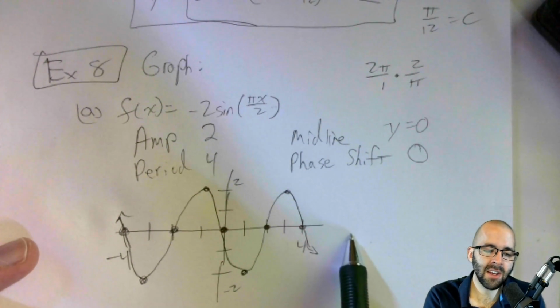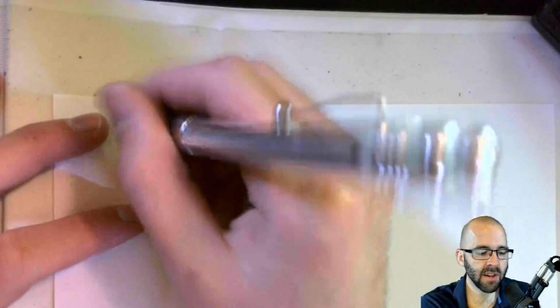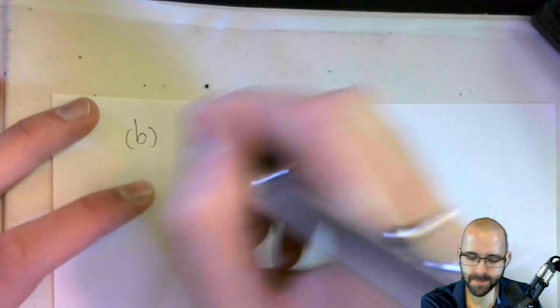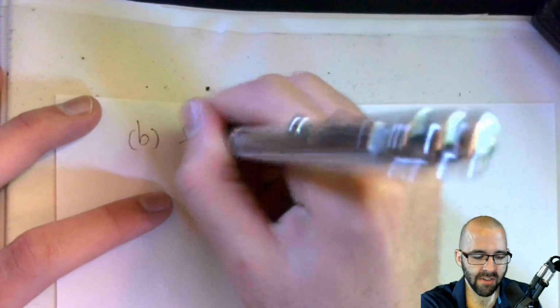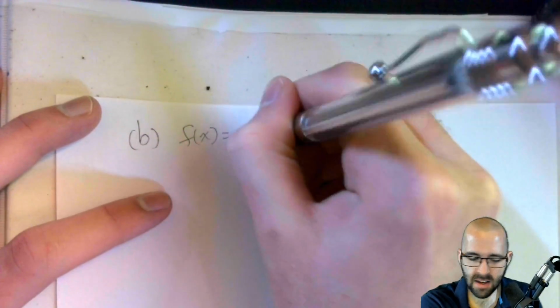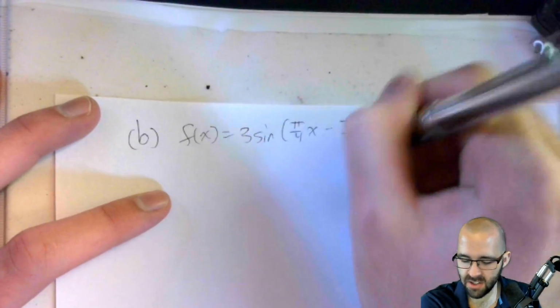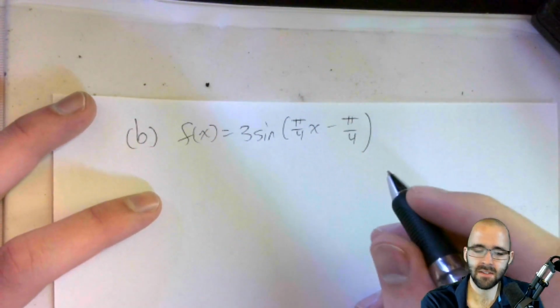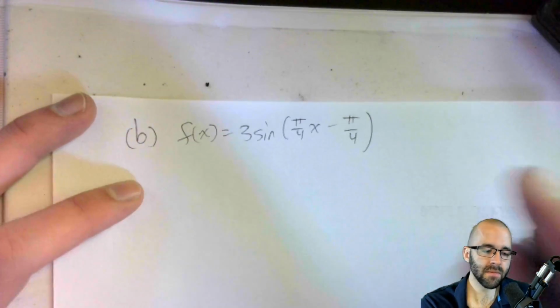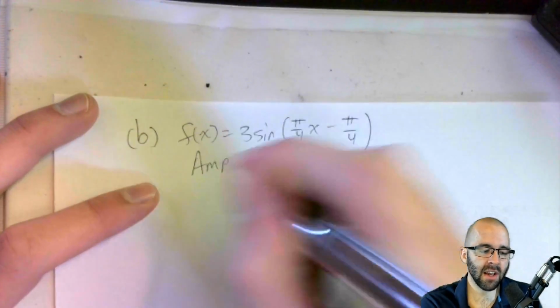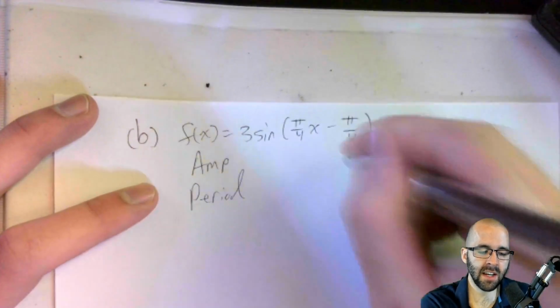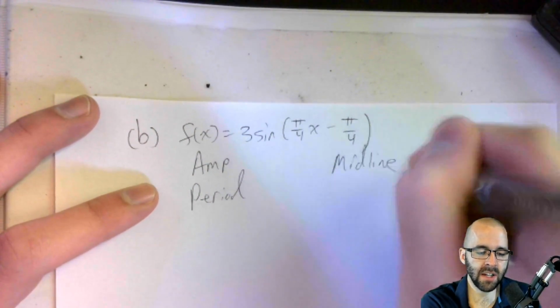All right, and that's essentially it. Let's do 2 more parts of this. Parts B and C. And then that'll be it for this section. We'll start 8.2, which will be shorter tomorrow. Part B, graph f of x equals 3 sine pi over 4x minus pi over 4. Good, we got a phase shift on this one. Good practice to do phase shifts. So let's figure everything out. Amplitude, period, midline, phase shift. We need all of it.